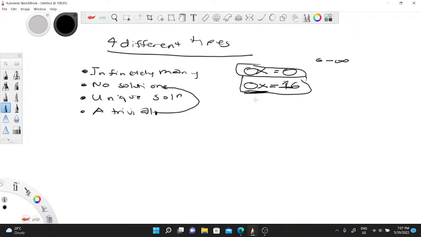For something to have a unique solution, it must have something like a particular number. 4x is equal to 16. There's only one number that will make this particular equation correct. You understand? In the loosest sense, right? So it has one solution.